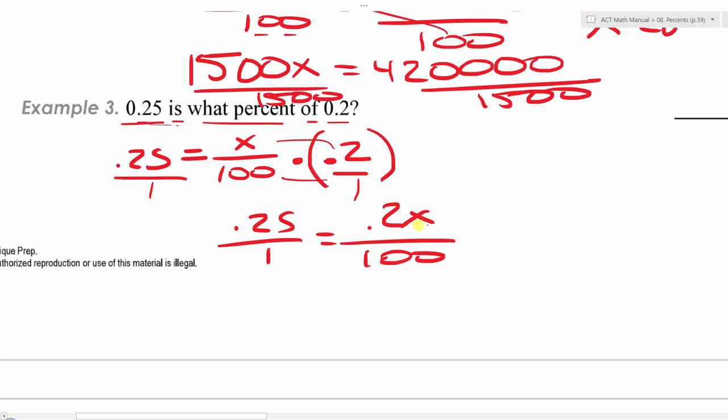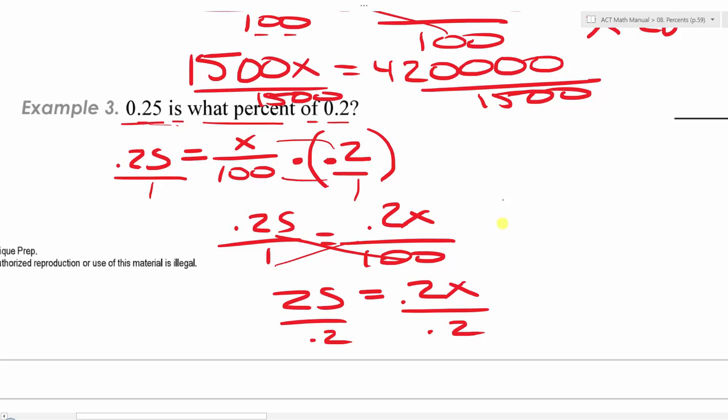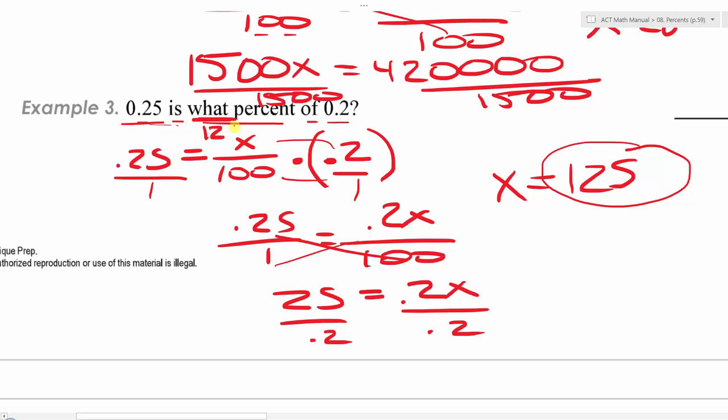So I end up with 0.25 over 1 equals 0.2x over 100. I cross multiply. These two are going to be 25. I could do that in the calculator if I needed to, equals these two, 0.2x. I divide by 0.2, I divide by 0.2, and I get that x equals 125. And again, that should be done in the calculator. Now, when I get out this 125, again, that is what is going in for this what. So I have just answered the question and found out that 0.25 is 125% of 0.2.